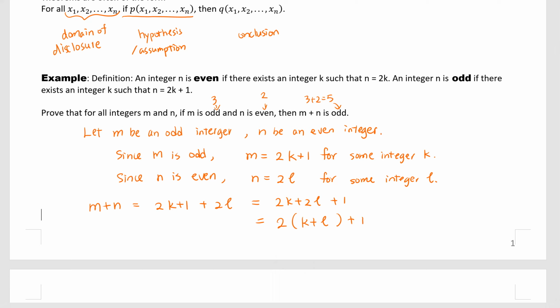We have 2 times, because k plus l is an integer. k is an integer, l is an integer, then k plus l is an integer. So we have 2 times an integer plus 1. So m plus n is odd. That finishes our proof.